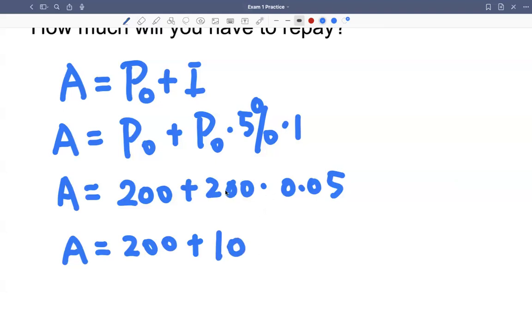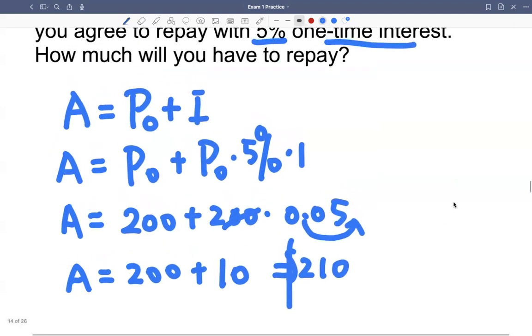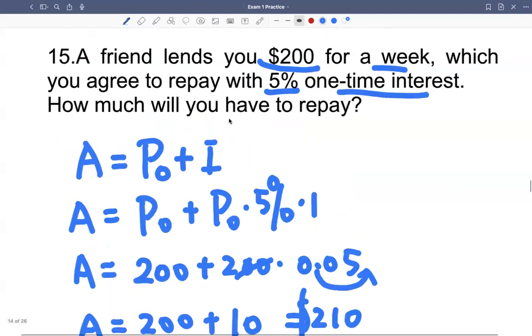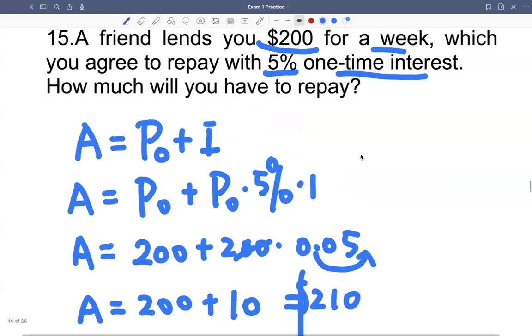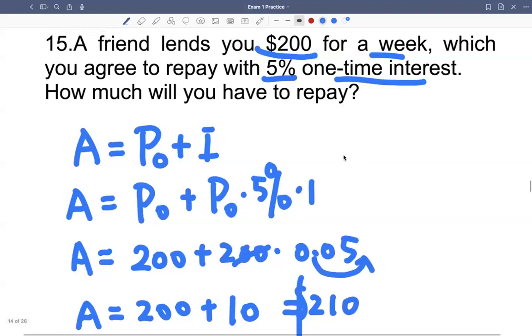right? Because these two zeros help you to move the decimal 2 places. You get 2 times 5, which is 10. So 210. So, right, you repay $210. The interest is $10. Okay, that's question 15 and 14.